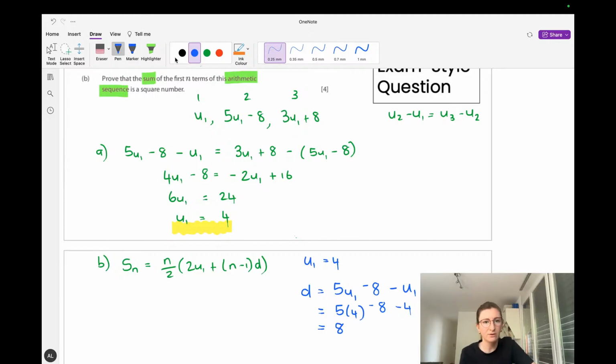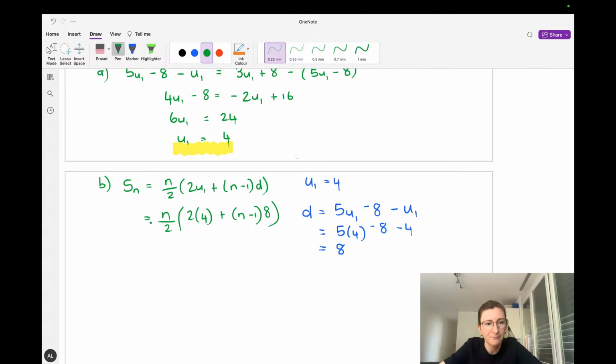So now we have quite a few things to fill in. So let's go ahead with that. n is just the n of the sum of the first n terms, so it doesn't matter what n is, it's general. u1 was 4, n is still general, and our d was 8. Now let's multiply out what we have there and simplify. And something about that is going to help us show that it's a square number.